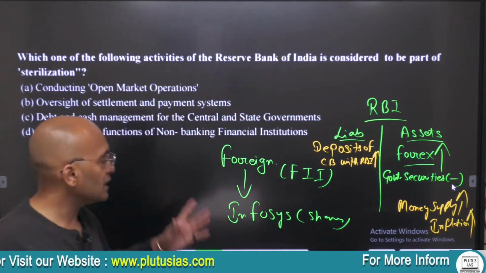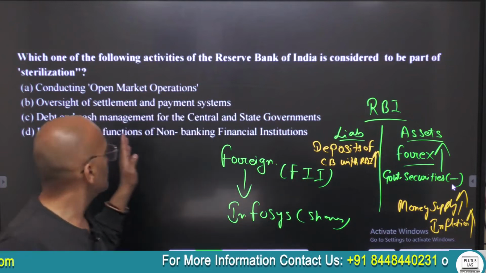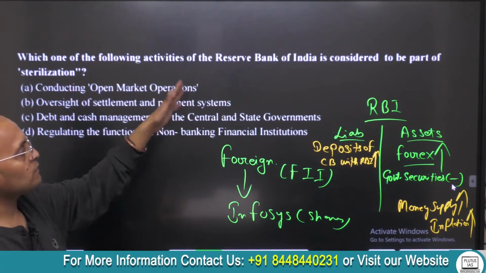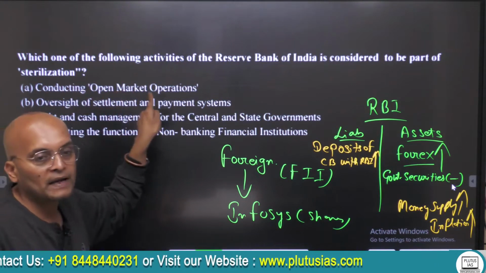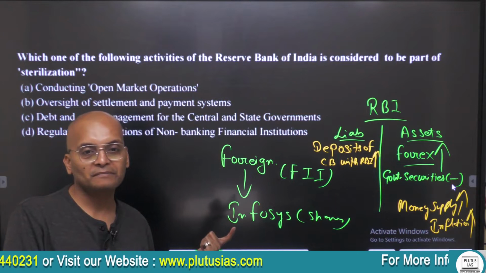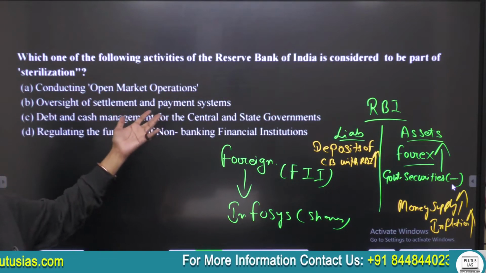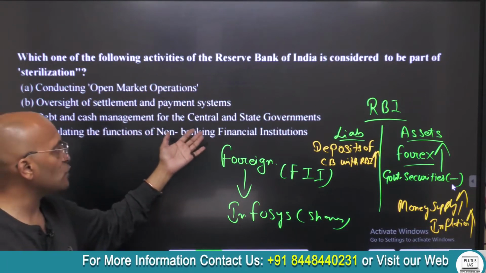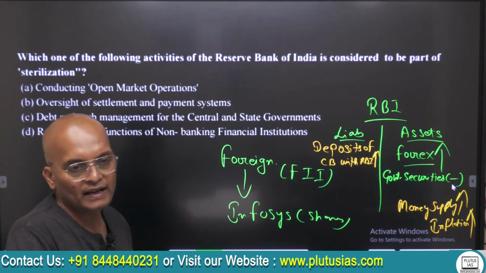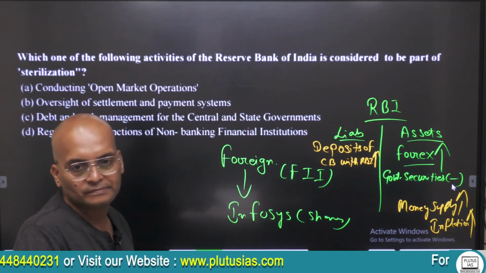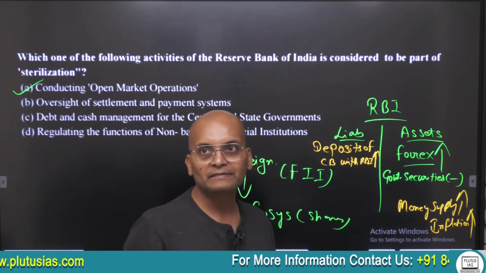Right. Now read the question. And this process is known as sterilization. Fine. So which one of the following activities of the Reserve Bank of India is considered to be the part of sterilization? Conducting open market operations. First option. Yes or no? You can read other options also. Oversight of settlement and payment system, debt and cash management for central and state government, regulating the functions of non-banking financial institutions. So direct answer, open market ops. Clear? Right.